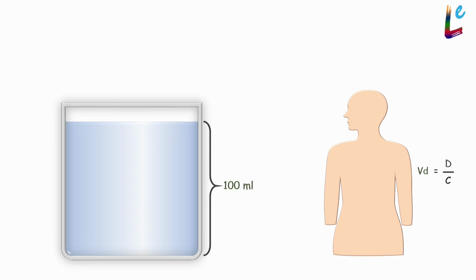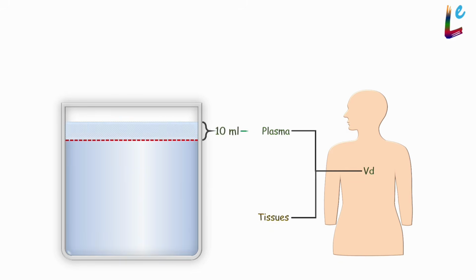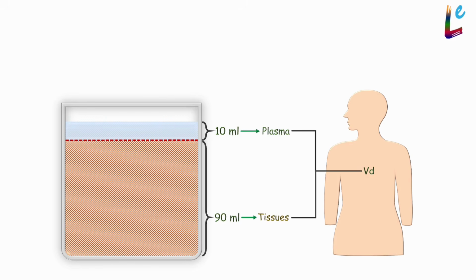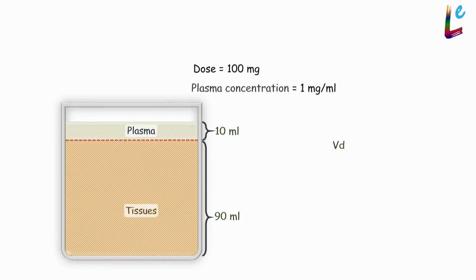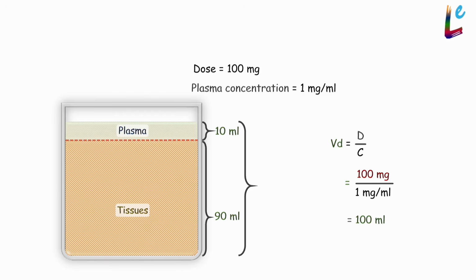In the body, the volume into which the drug distributes includes both the plasma and the space outside the plasma, that is tissues. Here, let's assume that this 100 ml consists of 10 ml of plasma and 90 ml of tissues. Since the drug is evenly distributed throughout, the plasma concentration will be 1 milligram per ml as we saw earlier. Vd can be calculated as Vd is equal to D by C, which is equal to 100 milligrams divided by 1 milligram per ml, which is equal to 100 ml. This we know is the actual volume.